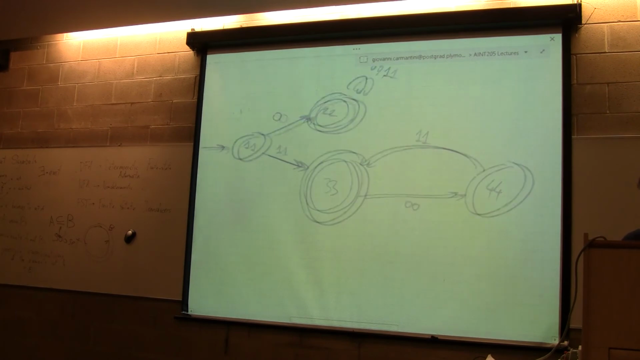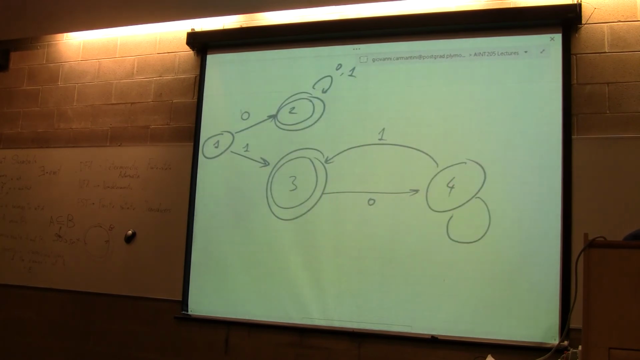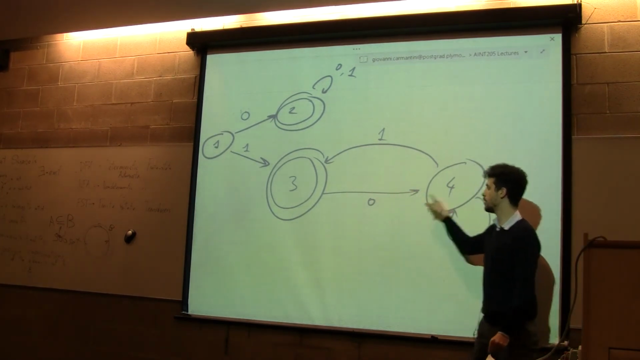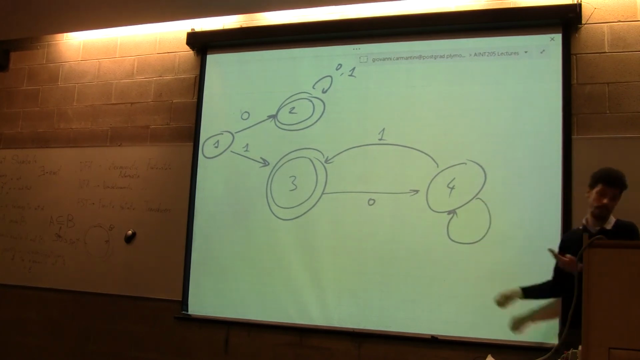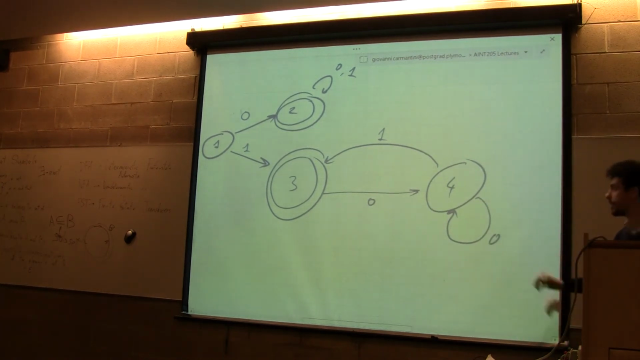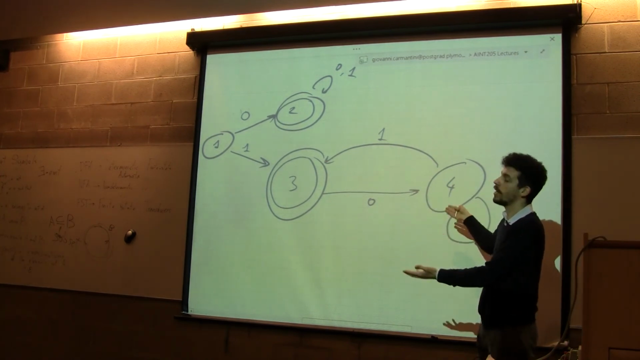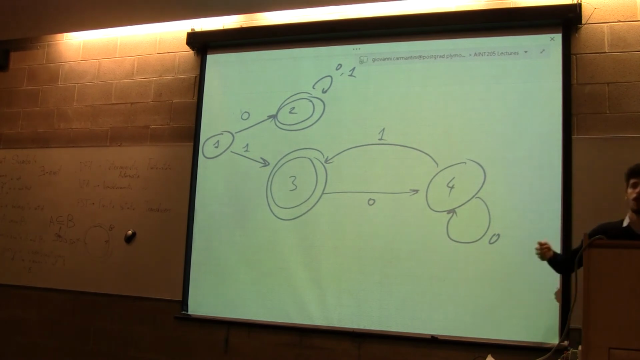Actually, there's one more thing. What do I put here? So our string could be 1, 0, 0. Exactly. Any number of 0s. The important thing is that it ends with 1. So this is a DFA recognizing the language of all strings starting with 0 or ending with 1. Easy, right?